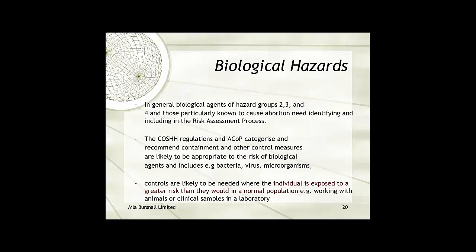So really controls are likely to be needed where the individual is exposed, and the phrase given in the regulations is to a greater risk than they would normally have in the general population. So I'm thinking here that if you are working in a laboratory with biological hazards, then that would cover you being exposed more than you would in the normal population. But generally, working in an area, it's about general hygiene advice. And the one I'm thinking about is things like the recent spate of pandemic flu and all the advice that was given for that. So general risk assessments should cover that.